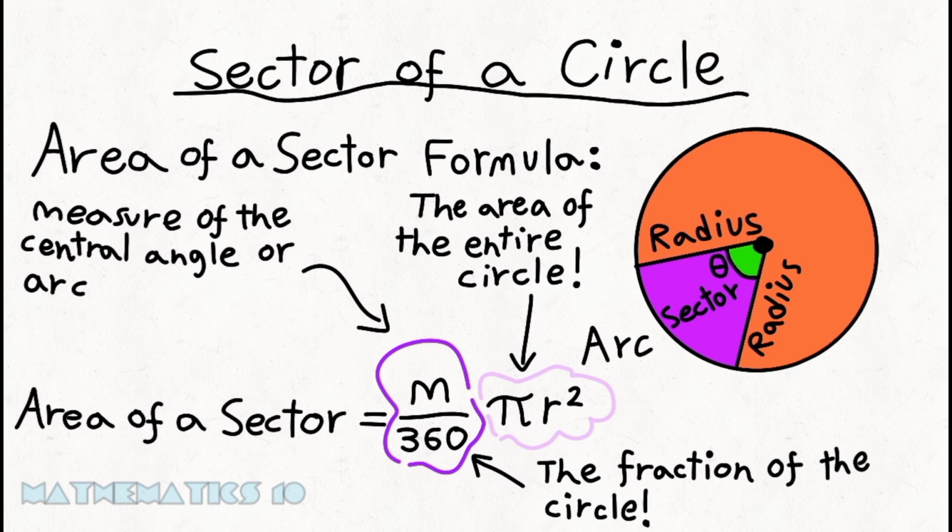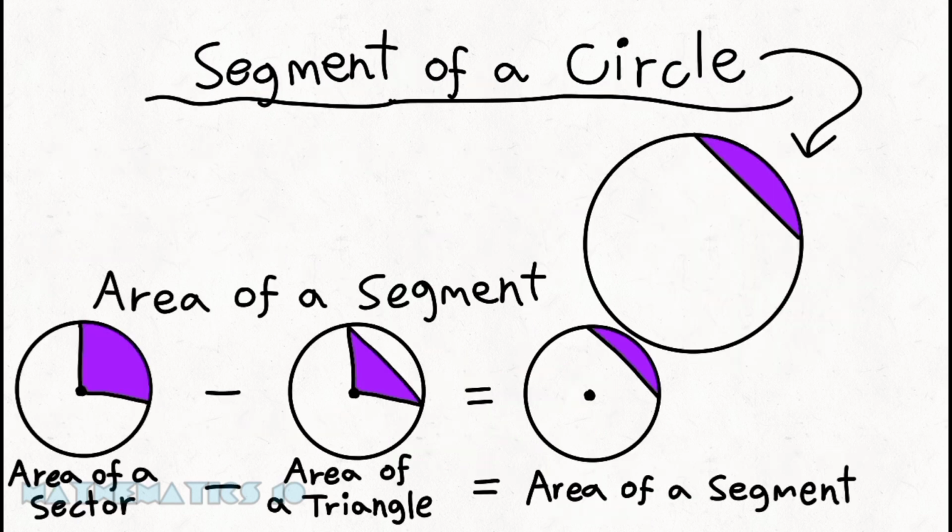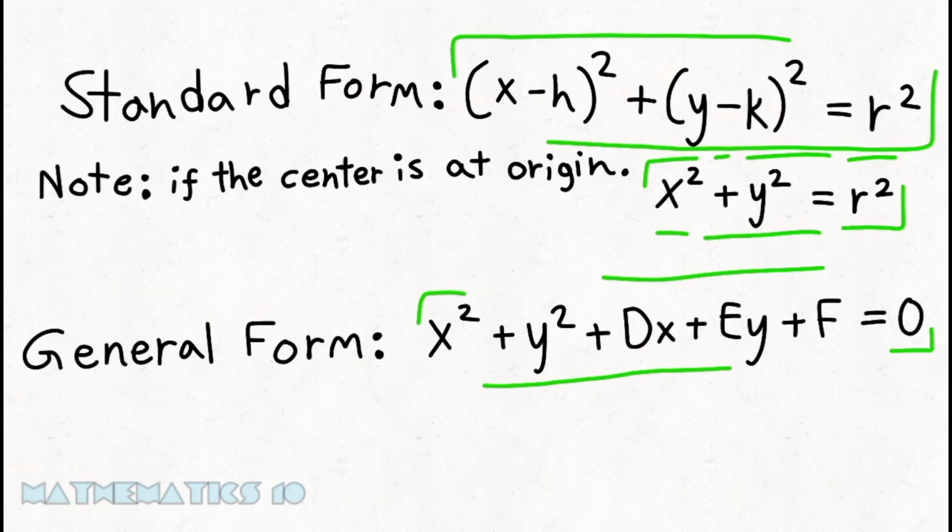If a circle was filled with pizza, a sector would be a slice. A sector of a circle is the region bounded by an arc of the circle and 2 radii to the endpoints of the arc. A segment of a circle is the region bounded by an arc and a segment joining its endpoints.